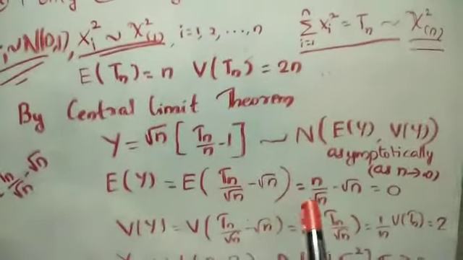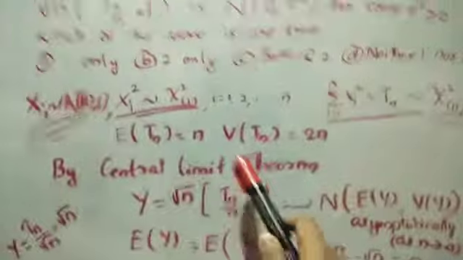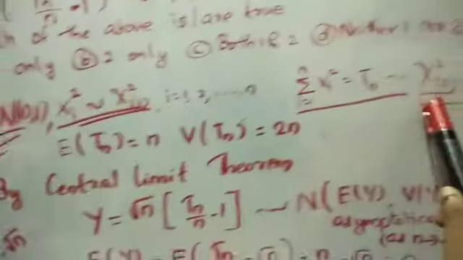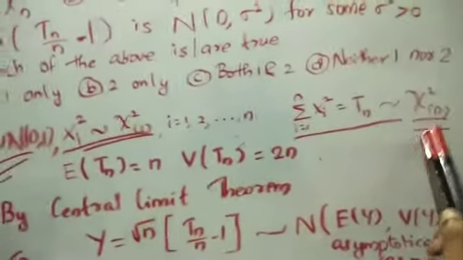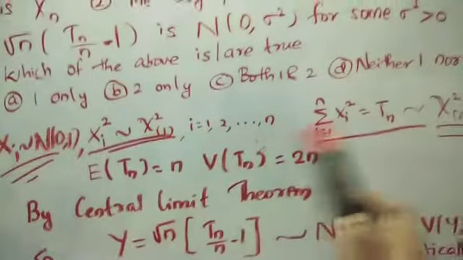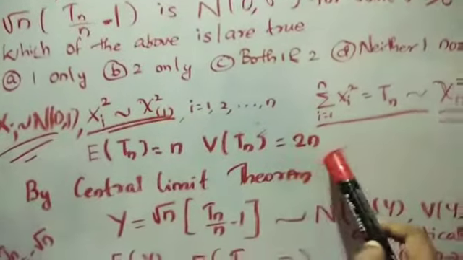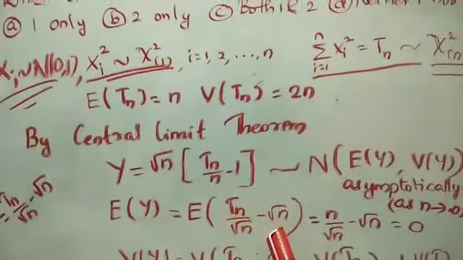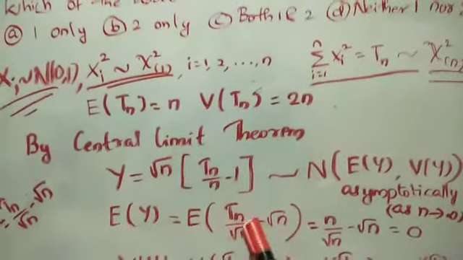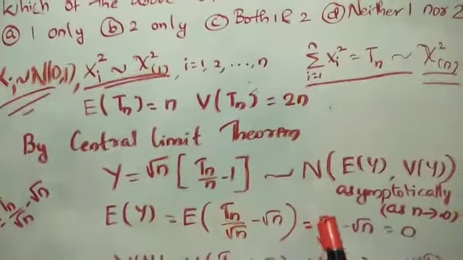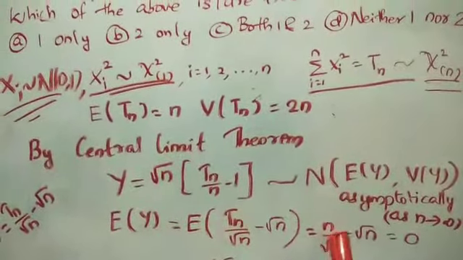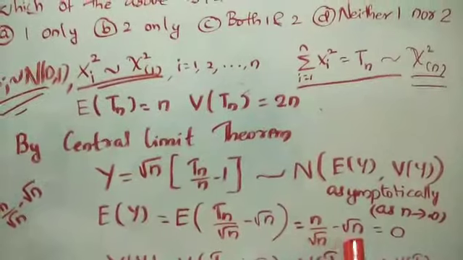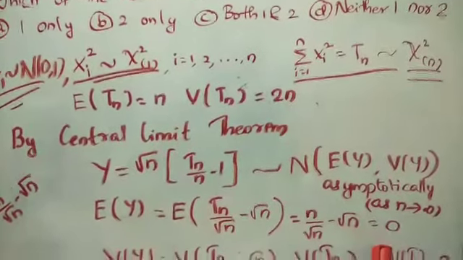which is equal to, we know that for a chi-square distribution with n degrees of freedom, its expectation is n and its variance is given by 2n. So expectation of Tn by root n minus root n: we can replace expectation of Tn by n, which is equal to n by root n minus root n, which is equal to 0.